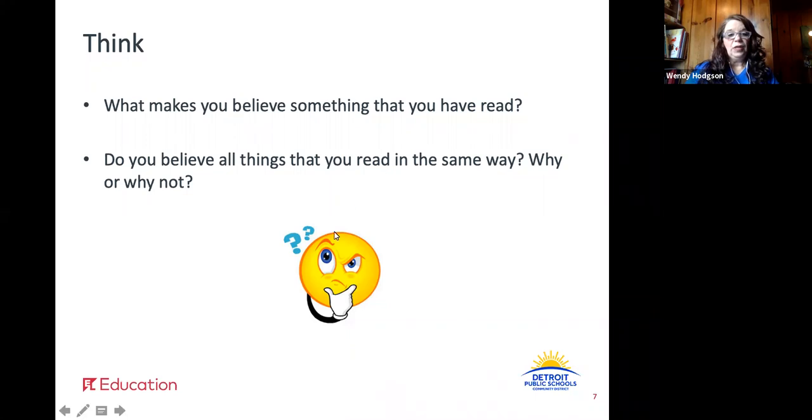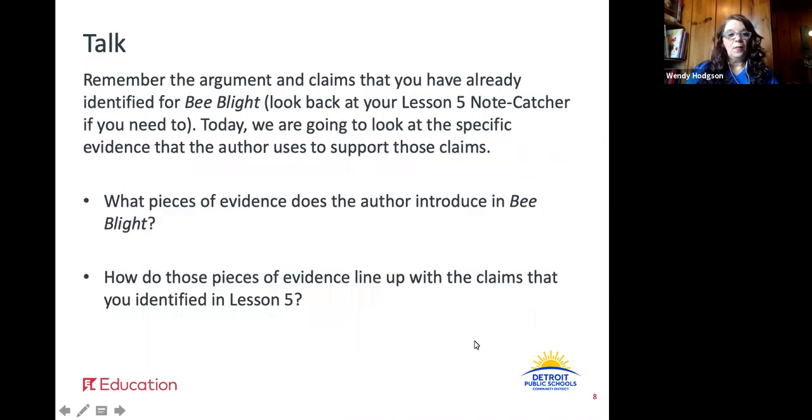And then turn and talk with someone in your environment and try to keep in mind to remember the argument and claims that you've already identified from this article, Bee Blight. You can look back in your distance learning packet to your lesson 5 note catcher if you would like to. Today, we're going to look at the specific evidence that the author uses to support the claims.